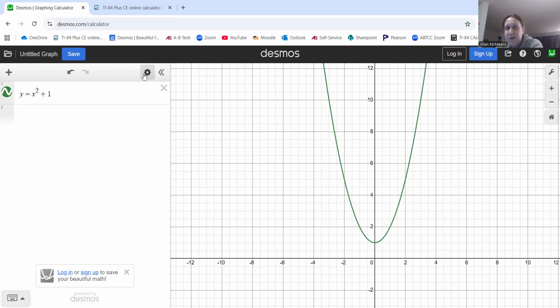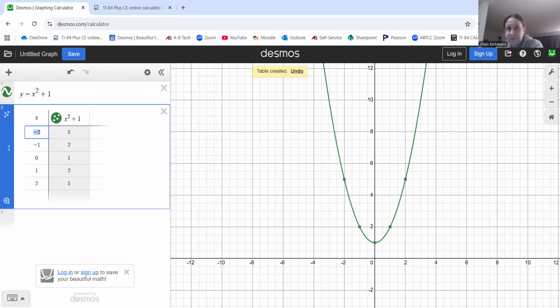Remember, you click this little settings wheel cog that we're used to. It means edit list here. So click that and then choose the option for the table. It is by default going to have -2 to +2 for your x's. And notice that's exactly the table of values that we got by hand. Okay, so there you have it: -2, 5; -1, 2; 0, 1; 1, 2; 2, 5, and you can see the ordered pairs plotted on the graph here. Okay, so Desmos is a really cool tool to have up your sleeve.